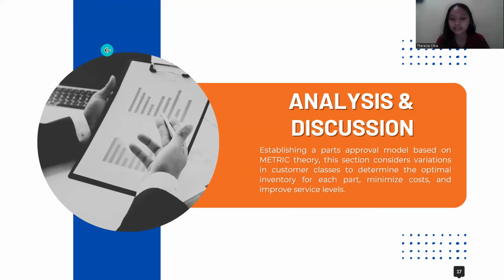And next is the analysis and discussion. So establishing a parts approval model based on METRIC theory, this section considers variation in customer classes to determine the optimal inventory for each part, minimize costs, and improve service levels. Next slide.